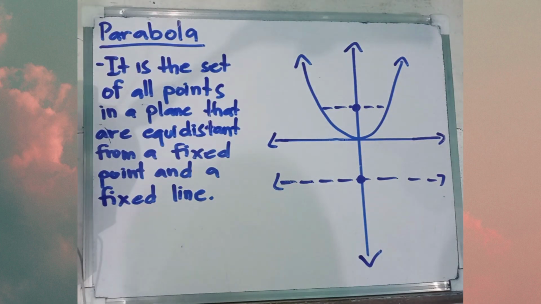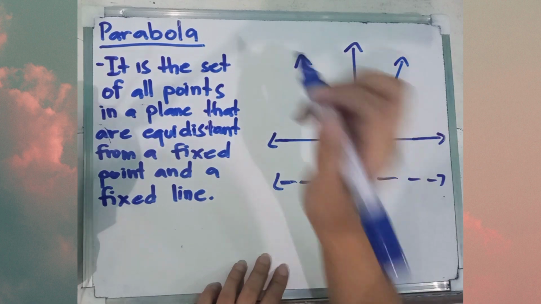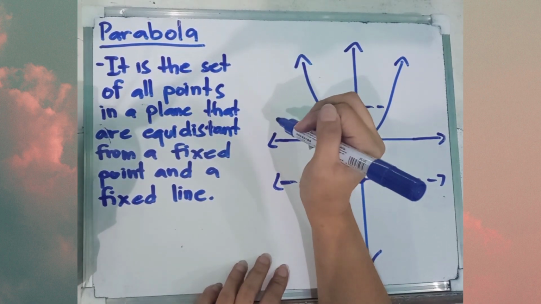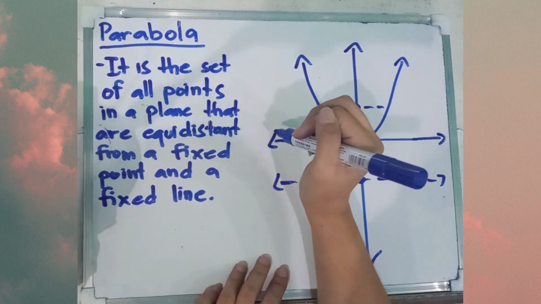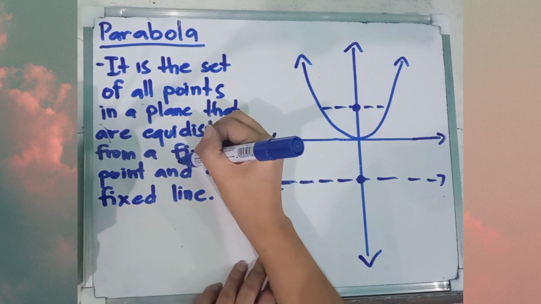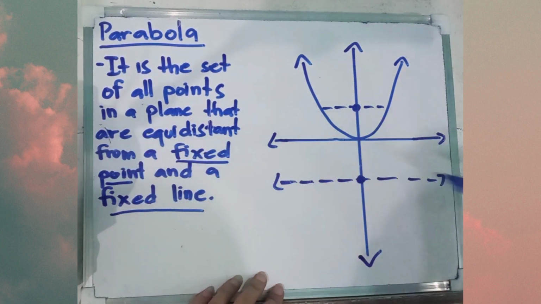Hi everyone, in this video I will be discussing the parabola. This is the second part of our topic on conic sections. By definition, a parabola is the set of all points in a plane that are equidistant from a fixed point and a fixed line. Take note of these: a fixed point and a fixed line.